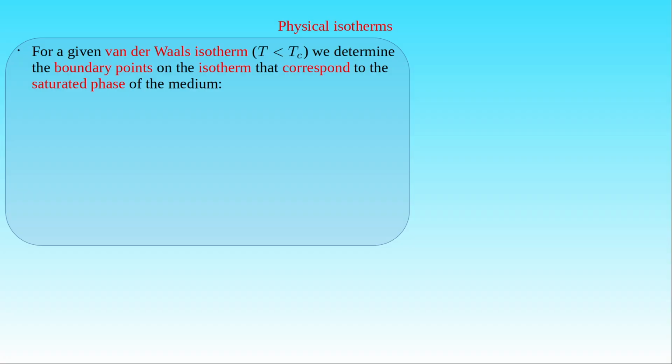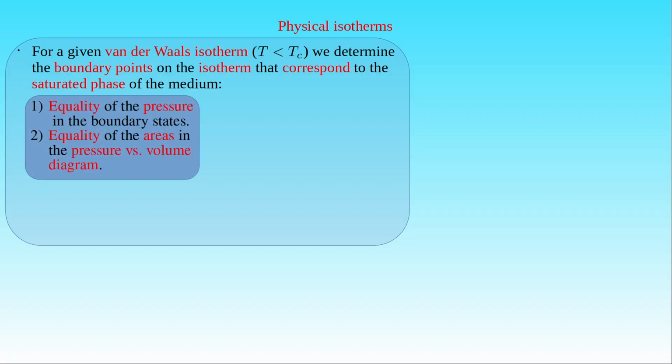The first approach of the construction of a physical isotherm suggested by Maxwell starts with the assumption of the equality of the pressure in the boundary states, that is, the pressure of the medium must be the same in both the states. The other assumption is the equality of the areas of the two closed curves formed by the intersecting van der Waals isotherm and the isobaric physical path along which the medium evolves.